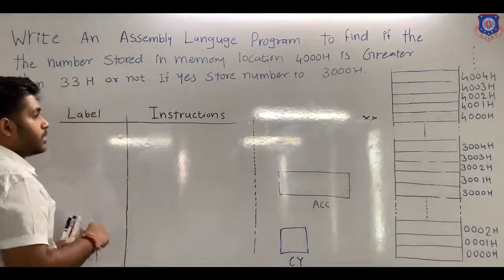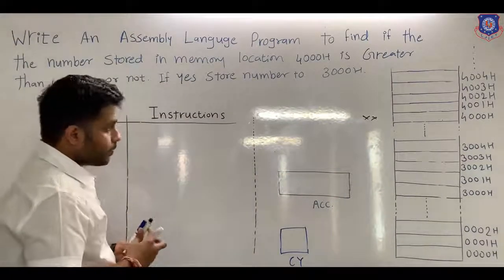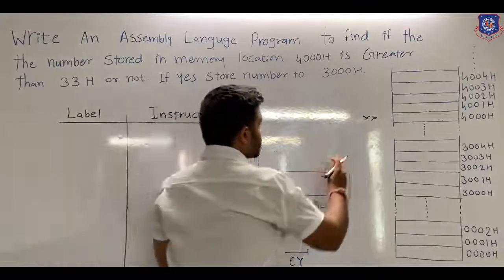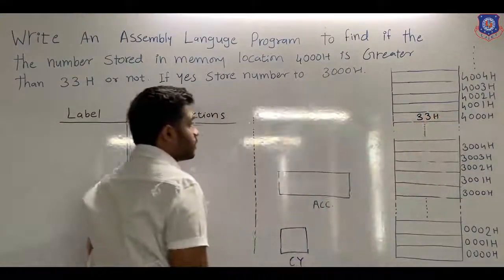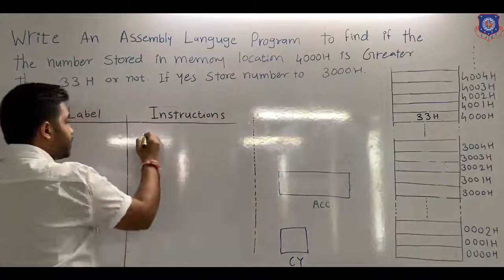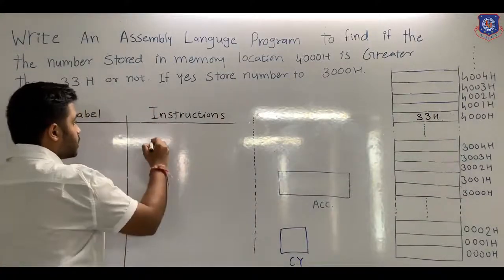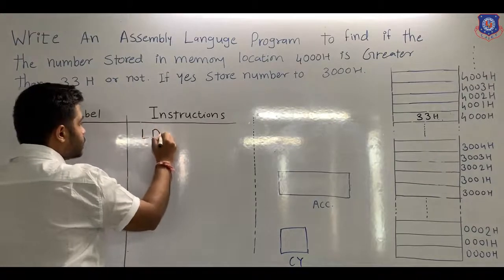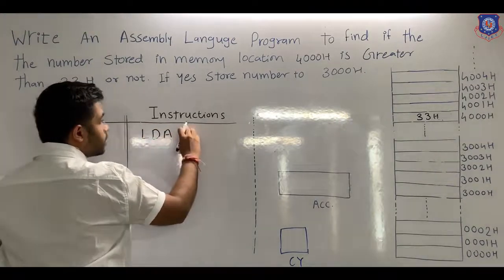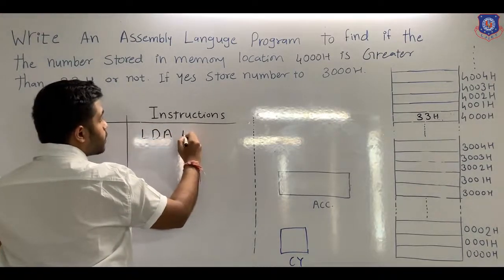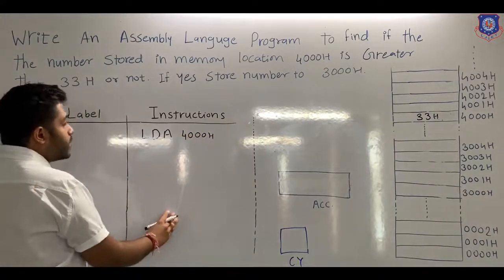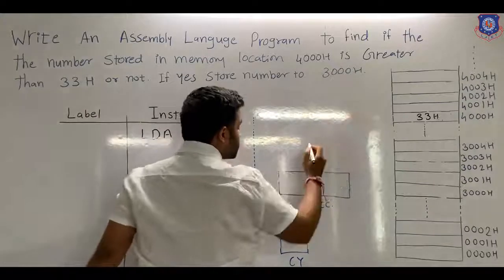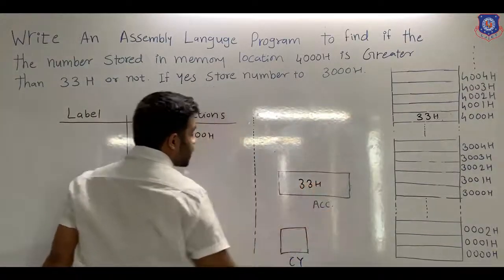So first of all, suppose the number which is stored in the 4000H is 33H. First of all, we will move that number to the accumulator. To move that number to the accumulator, we will use the instruction LDA 4000H. So when we use the LDA 4000H, the data will be transferred to the accumulator.